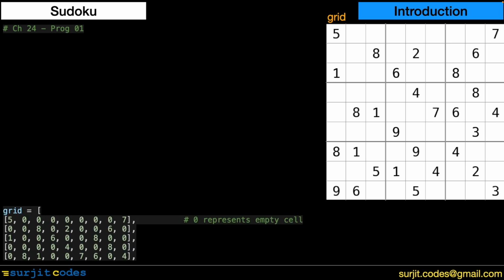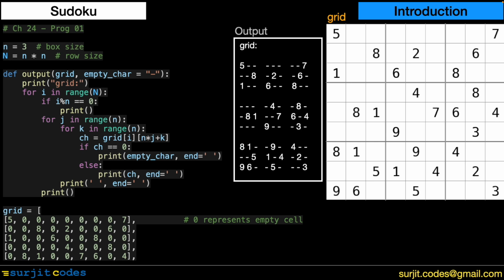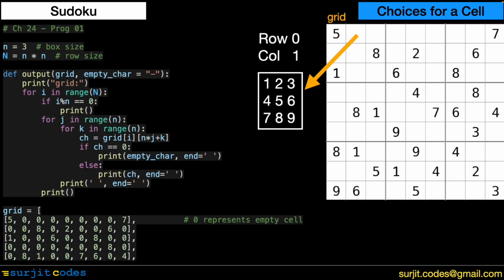As a first step, we write the output function that helps us to look into the changes that we make in the grid. Let us now study the choices available for a cell. Out of the numbers from 1 to 9, 1, 5 and 8 are already present in its box. 5 and 7 are present in its row. 1, 6 and 8 are present in its column. We delete them all, so the cell 0, 1 can have one of the four numbers 2, 3, 4 and 9. We save these choices in a dictionary.